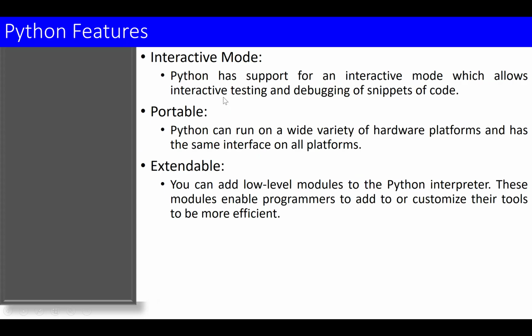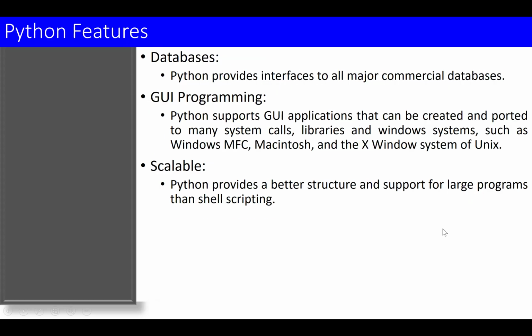And interactive mode. Python has support for an interactive mode, which allows interactive testing and debugging of snippets of code. It is portable. Why? Because, as already discussed, it can run on a variety of hardware platforms, with the same interface on all platforms. Extendable: you can add low-level modules to the Python interpreter. These modules enable programmers to add to or customize their tools to be more efficient.